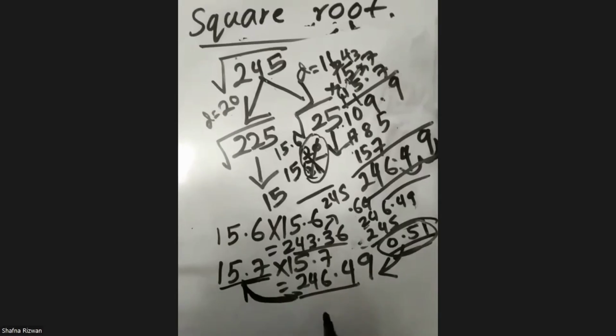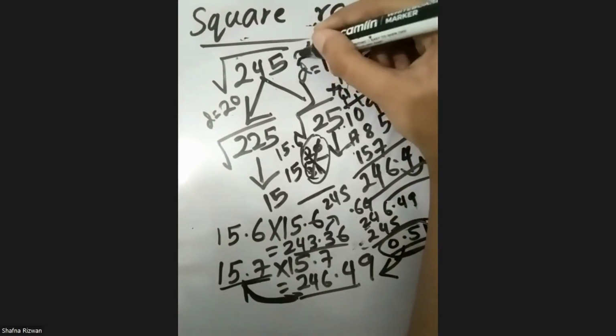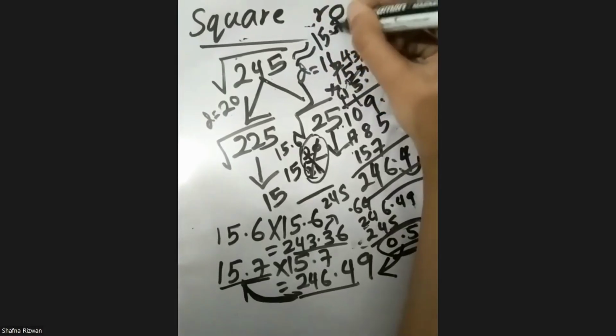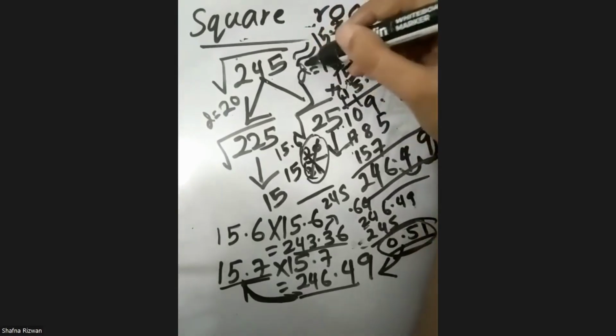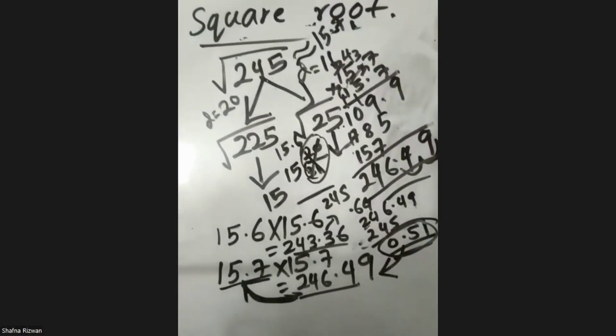So the answer will become what? 246.49 is the value which is approximate to 245. 245 is approximate to 246.49. Did you understand it now? Yes, okay.